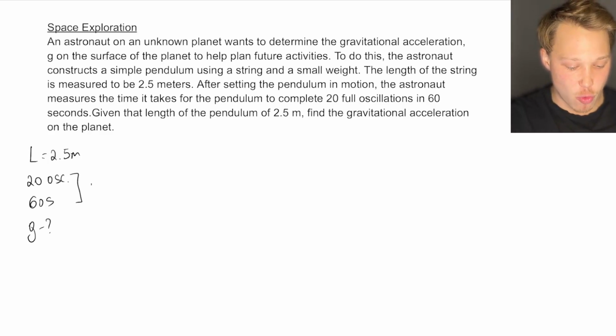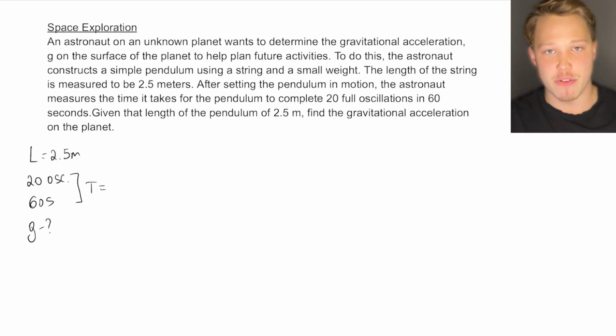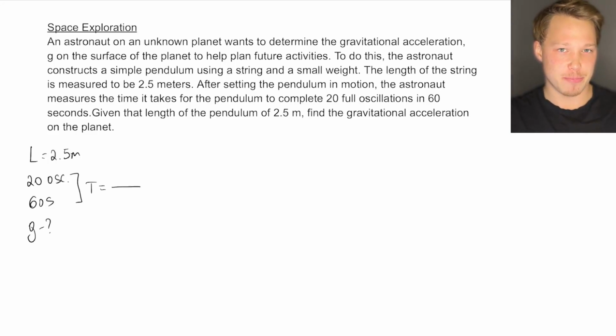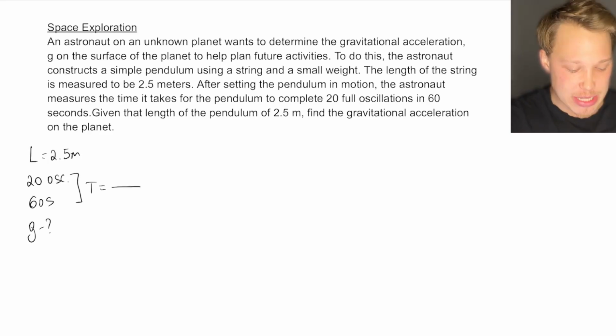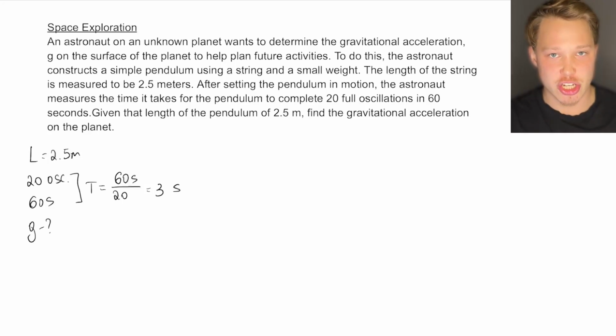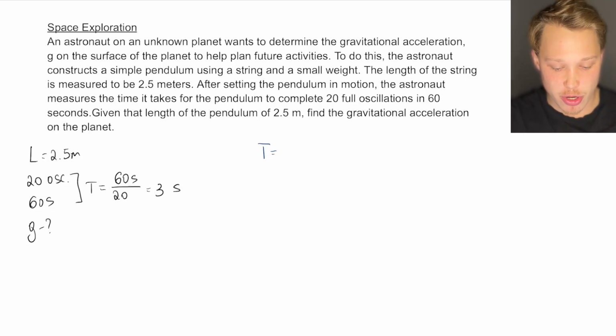Now, just like before, we can find the period from the number of oscillations and the seconds, right? I want you to think, is it 60 divided by 20 or 20 divided by 60? Hopefully you said 60 seconds divided by 20, because we get 3 seconds per oscillation, right? So that's how long it takes for one oscillation to occur. So we have T, we have L, we just have to find g. Here's our equation for the period of a pendulum.